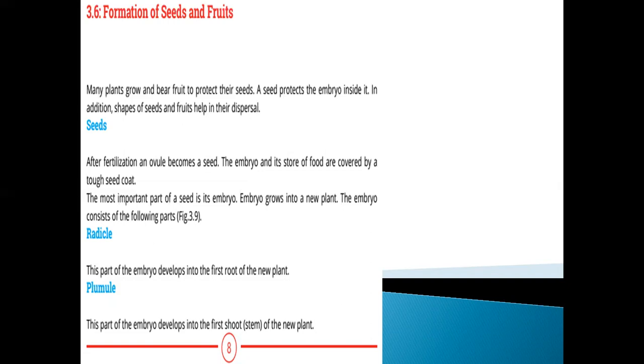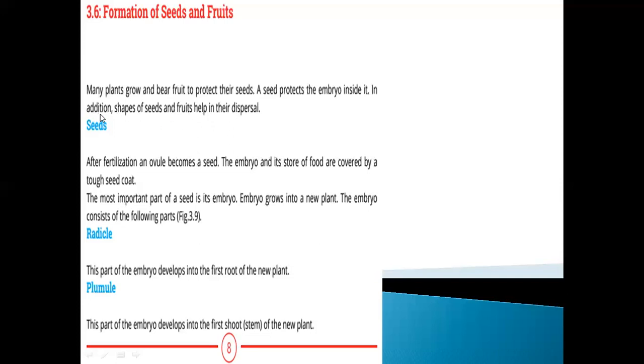We have seen before that pollen grains just fall on stigma and make a pollen tube and reach the ovule in the ovary. We have seen how the seeds and fruits are formed. We will see it here in detail. Many plants grow and bear fruits to protect their seeds. A seed protects the embryo inside it. In addition, shapes of seeds and fruits help in their dispersal.